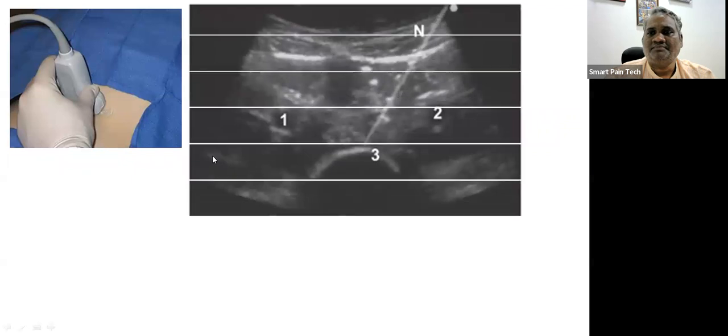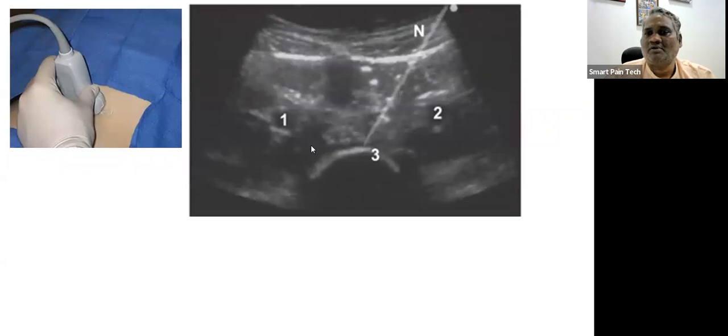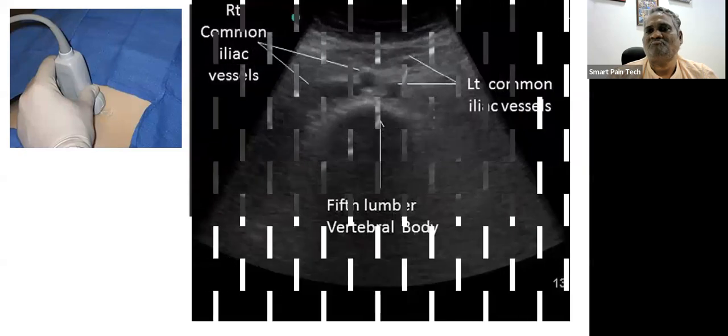Now, if you see the ultrasound, this is what I was talking about, the bifurcation of your aorta, and you see your L5 vertebral body. You just insert the needle, hit the vertebral body, withdraw by 1 millimeter and just inject. That's it. Nothing more. Okay.